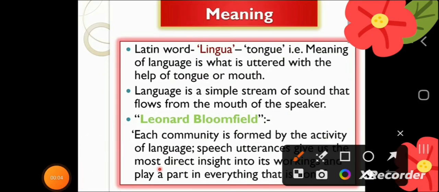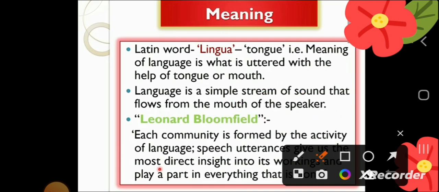Meaning of language. Latin word lingua, tongue. That is, the meaning of language is what is uttered with the help of the tongue or mouth. Language is a simple stream of sound that flows from the mouth of the speaker.